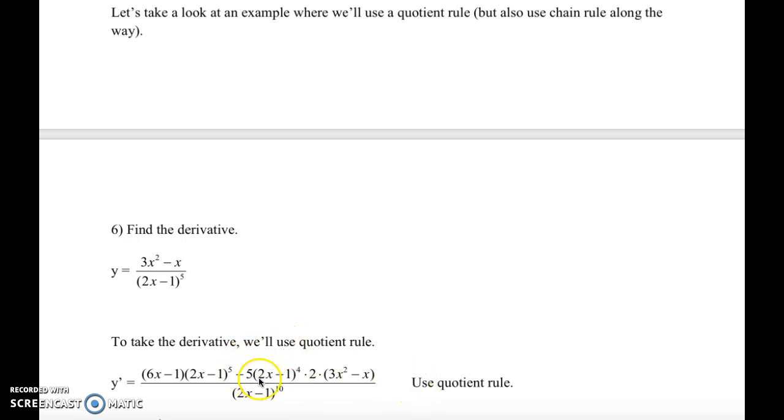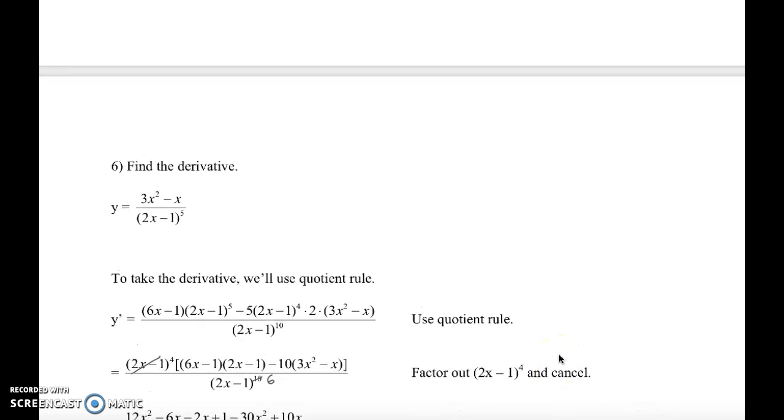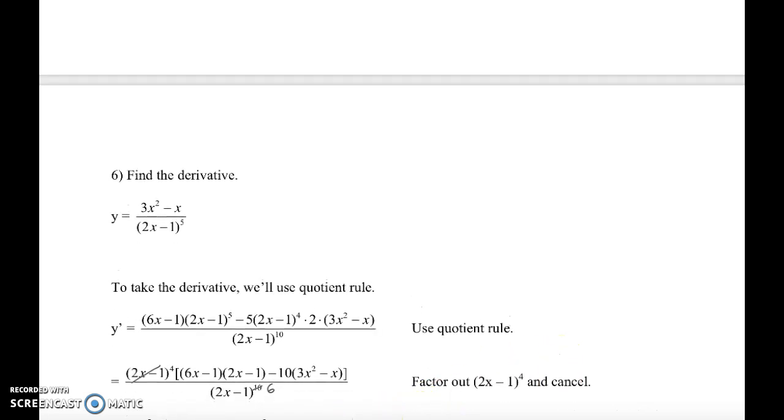So in order to derive g of x, we had to use the chain rule. But for the whole function, we're using the quotient rule. Now, we could simplify this just a little bit. So once we pull out a 2x minus 1 to the 4th out of both terms, we could cancel it with the 2x minus 1 to the 10th, and we could factor out some and cancel, which works out really well for us.